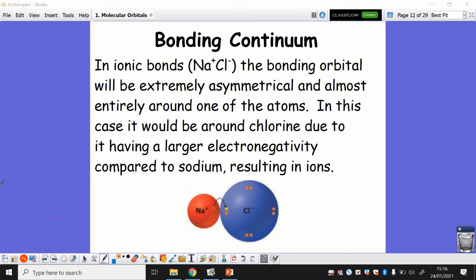So just a quick note on the ionic bonds. Here we have quite a difference in electronegativity values. You should be pretty comfortable with the fact that sodium chloride is an ionic compound. Because we see almost complete electron transfer, the bonding orbitals here will be extremely asymmetrical, and that's what we would observe in all ionic compounds.